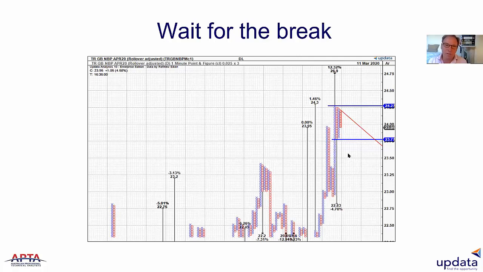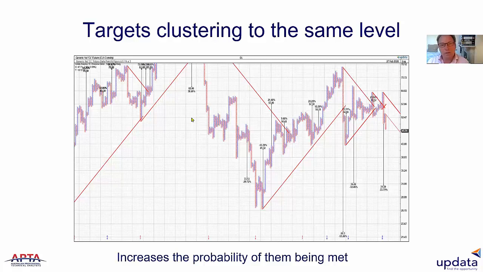We always have to wait for the break. The idea of targets also is clustering. So if you get multiple targets to the same sorts of level, this was on WTI crude oil, you get targets to the same level, that was a cluster.